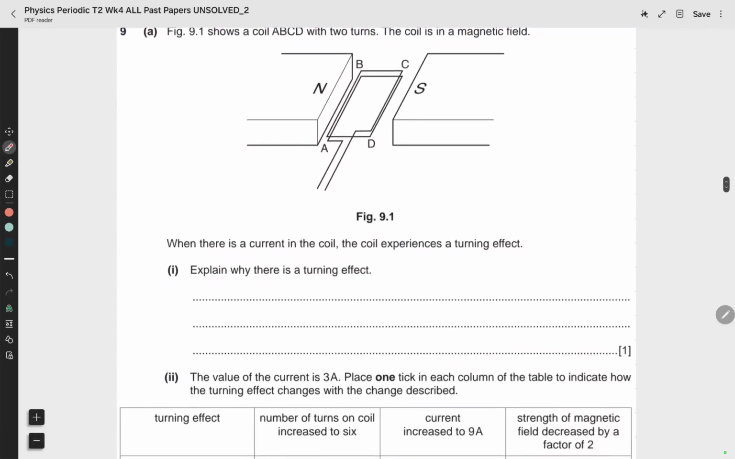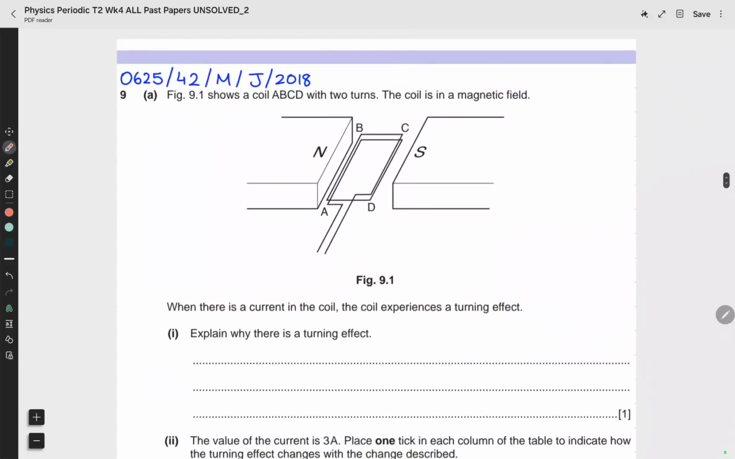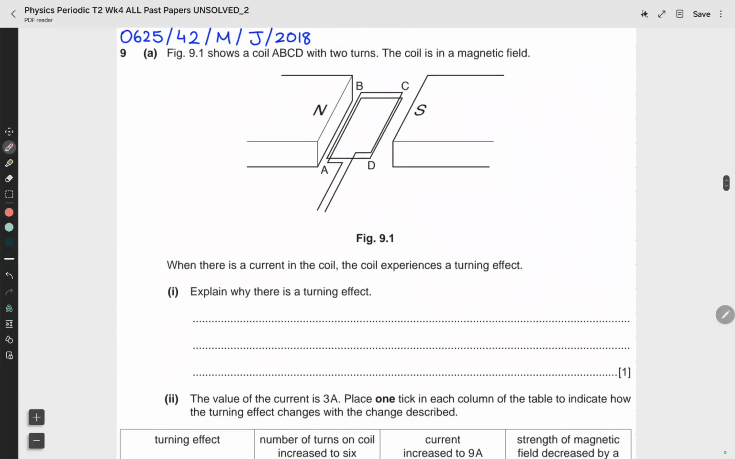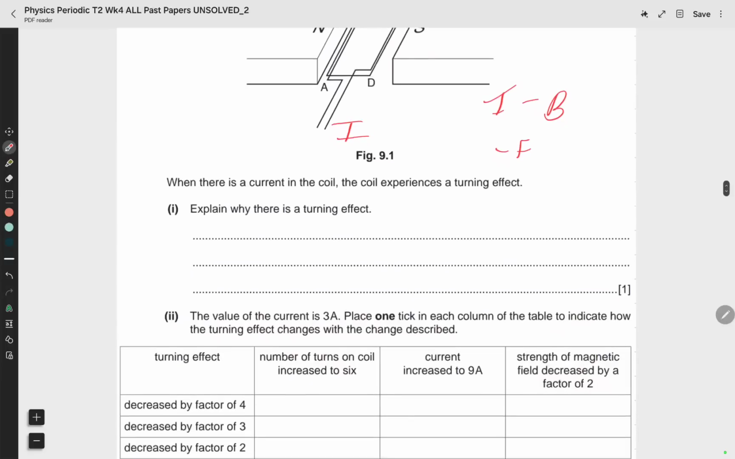New past paper. Now May June 2018, again paper 4.2, all of them paper 4.2. So question 9, it shows ABCD was a coil with 2 turns, and the coil is in a magnetic field. When there's a current in the coil, obviously we're in a magnetic field, the coil experiences a turning effect, which is obvious. Why would it turn? You turn on the current in a magnetic field, you're going to start seeing turns. Why? Remember, I with B will get you F, right?